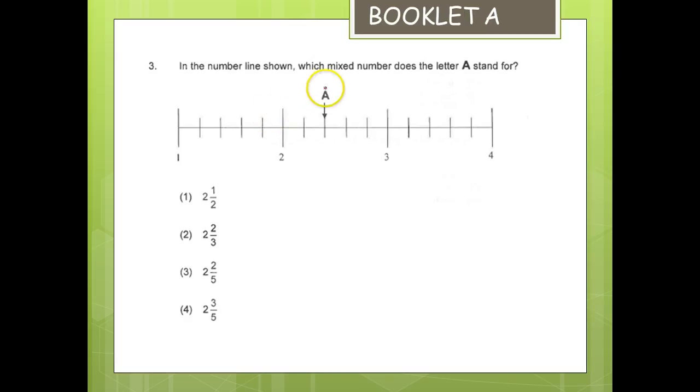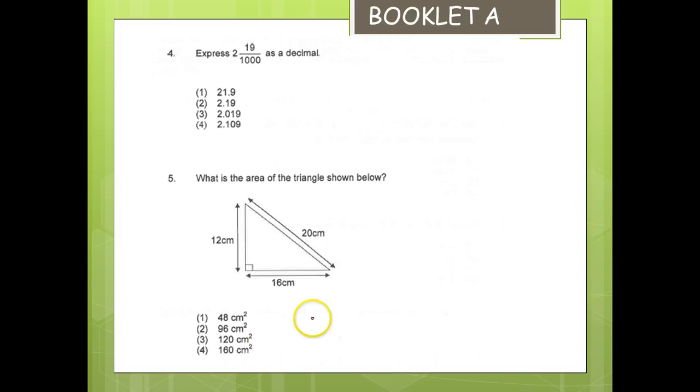In the number line shown, which mixed number does letter A stand for? So I know this is 2, which is 2 whole. These are all fractions, so I can make them into units. There is 1, 2, 3, 4, 5. So I know this is 5 units in this one whole. And A is 2 units, so it's 2/5. So what does letter A stand for? It is 2 whole and 2/5, which is option number 3.